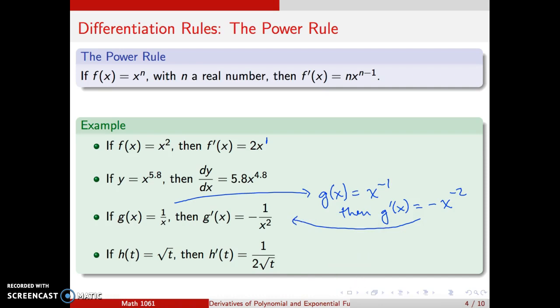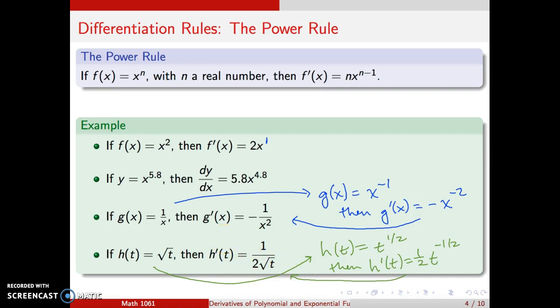Similar thing here. Let me do this color green. You might say h of t is t to the 1/2 to get started. When you're early on doing these, writing that exponent, that power notation, whatever you want to call it, then h prime of t is 1/2 t to the 1/2 minus 1, so negative 1/2. And then rewriting that, it would look like what you've got here.